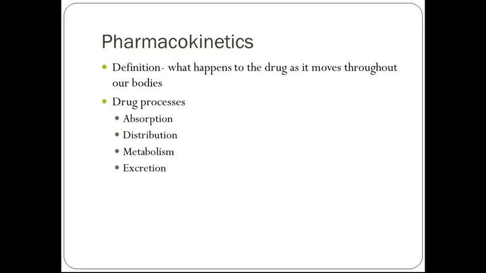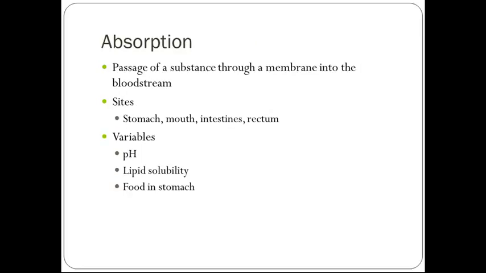Pharmacokinetics. The definition is what happens to the drug as it moves throughout our bodies. So there are 4 different types of processes which we will go through in depth. The first one is absorption, then we have distribution, metabolism, and excretion. Absorption is the passage of a substance through a membrane into the bloodstream. So the sites that this can happen are the stomach, mouth, intestines, and rectum.